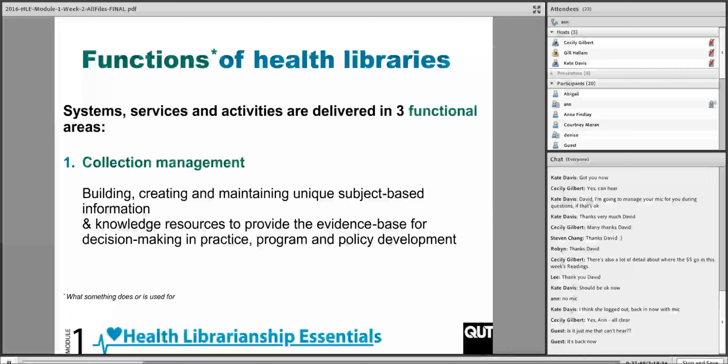The first of which is collection management, and any type of library you will know that collection management is part of what you do, and that's all about building, creating, maintaining unique subject-based information and knowledge resources. And in health libraries, it's about providing the evidence base for decision-making in practice, program and policy development. That's the first functional area.